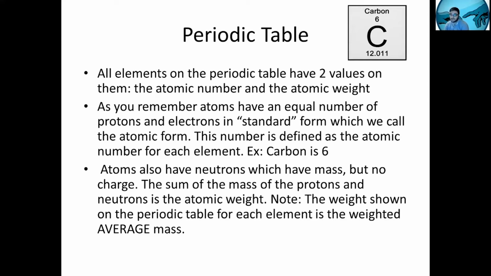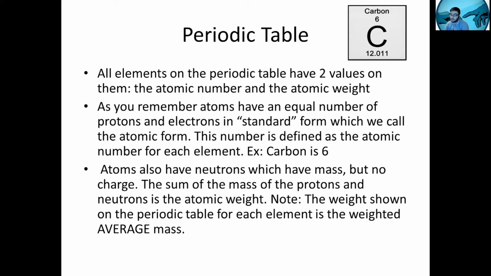In addition to protons and electrons, atoms also have neutrons, which have mass but no charge. Remember, electrons have charge but no mass. At least in chemistry; in physics, they do sometimes have a mass, but in chemistry, we consider that they don't have mass because it's so small. The sum of the mass of the protons and neutrons is called the atomic weight, that 12.011 number for carbon.